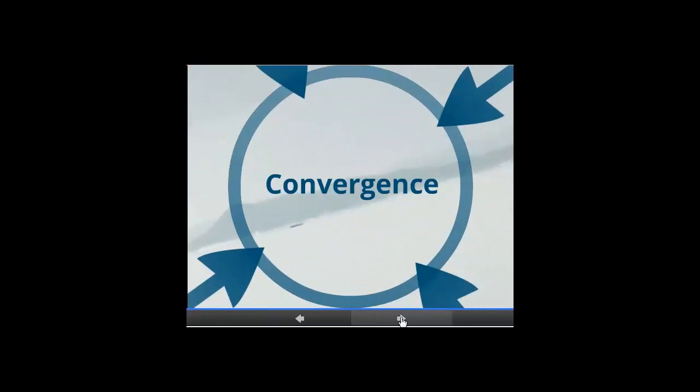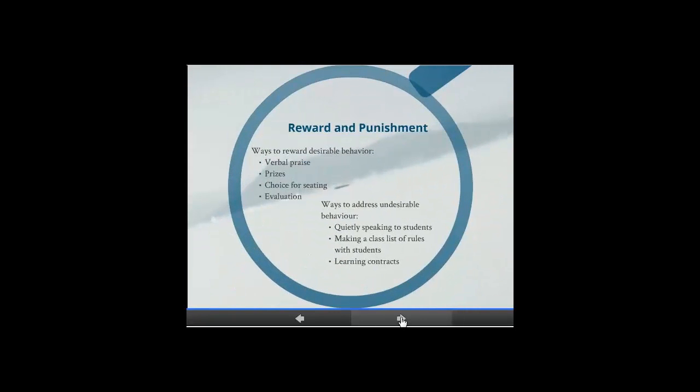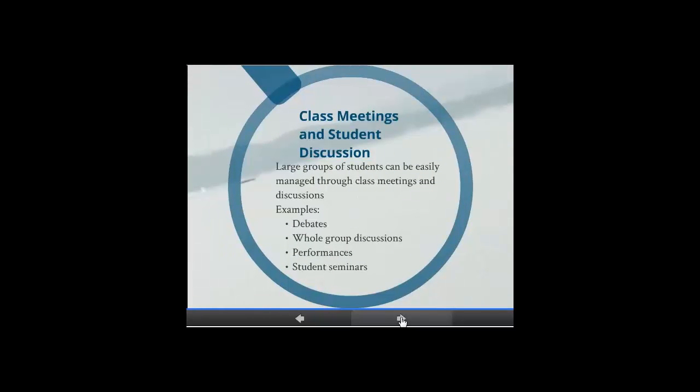Converging management approaches. Desirable behavior can be rewarded in many ways. The best way to address undesirable behavior is through communication and collaboration with students. Class meetings and student discussion, debates, performances, and student seminars allow each student to be heard and validated, thereby acting as a great management tool.